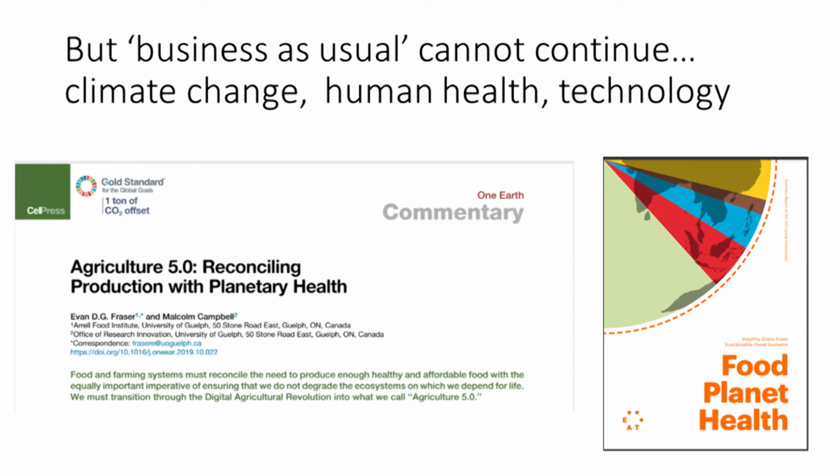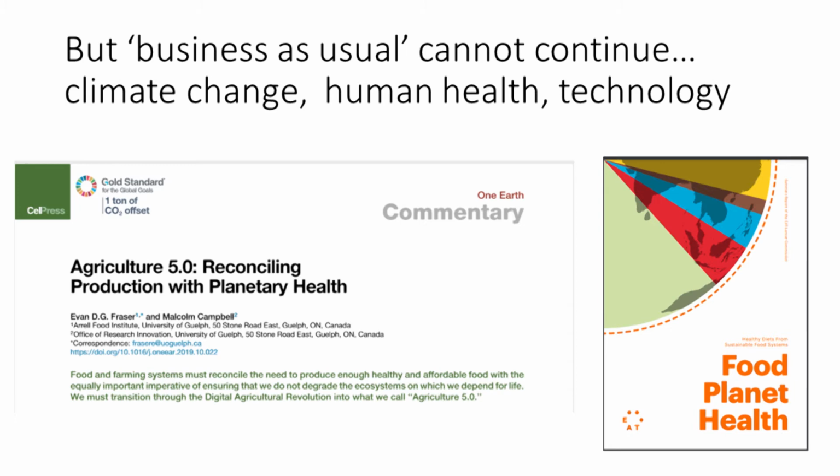Well, people label this different ways. They call it regenerative agriculture, carbon farming, climate smart farming, agriculture. It used to be agriculture 4.0, now it's agriculture 5.0. Anyway, how do we solve this problem?